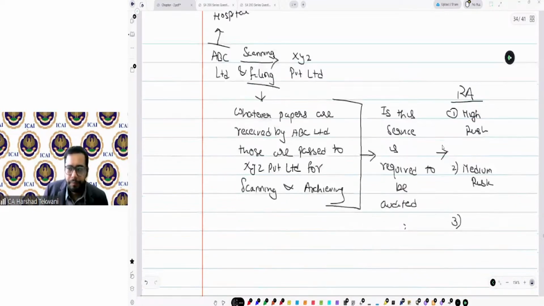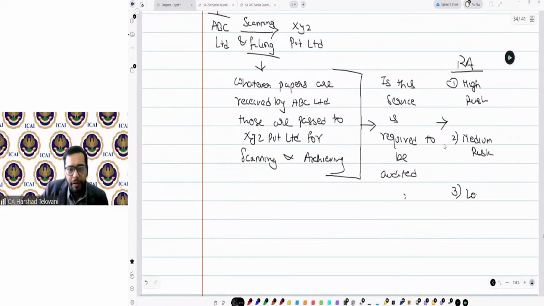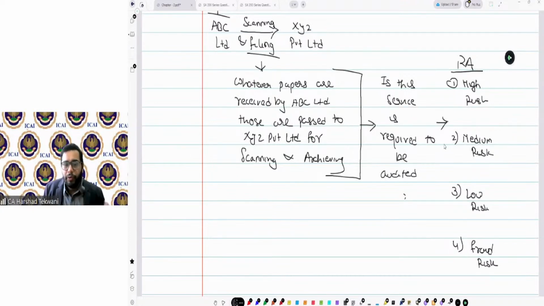Third is low risk. Fourth is fraud risk. Okay, so you have these four options: high, medium, low.